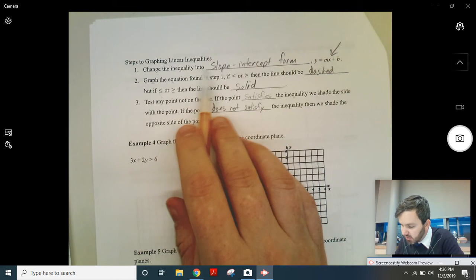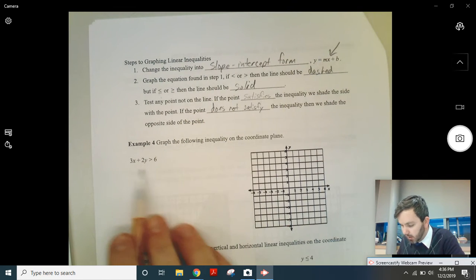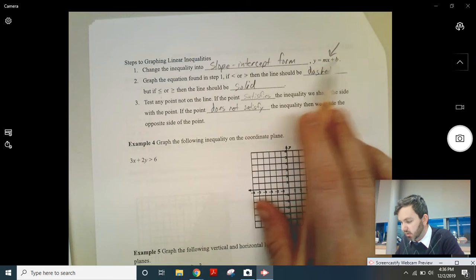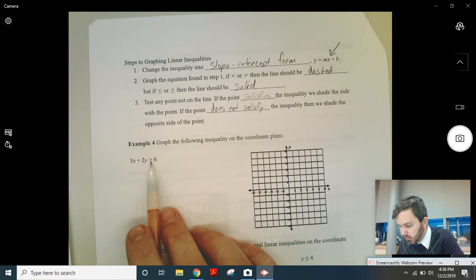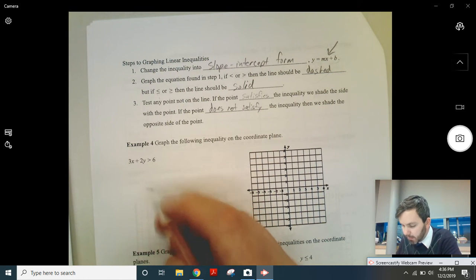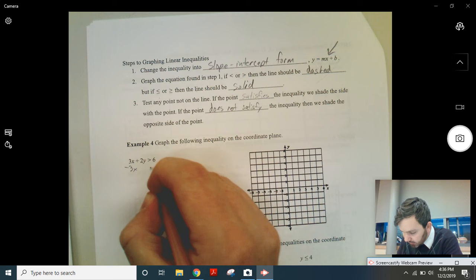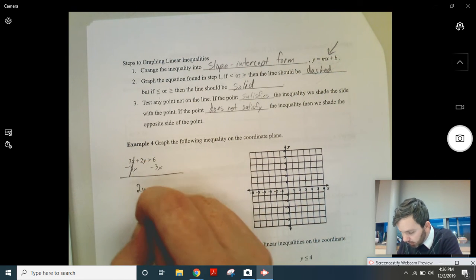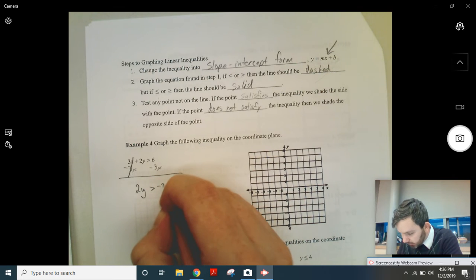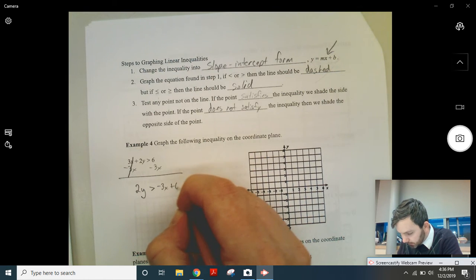So our first step is we need to change it into slope-intercept form. This is definitely not in slope-intercept form. It doesn't look anything like y equals mx plus b. And we're going to kind of ignore this equal sign. This is our inequality sign. So we want to solve for y. So first thing, let's subtract 3x. We want to get that 3x to the other side. It cancels out over here. We're going to get 2y is greater than negative 3x plus 6.